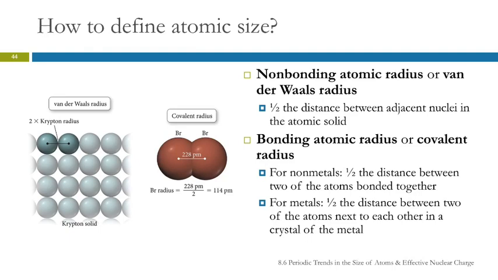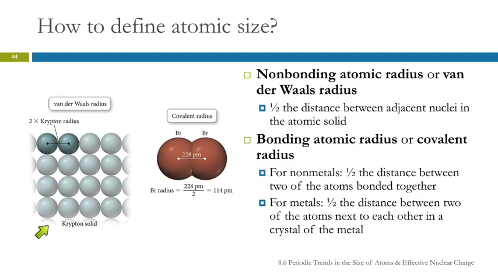They are a nucleus with these overlapping standing waves of electron waves/particles, right? How do you measure that? There's a number of different ways. You can look at what's called the non-bonding atomic radius or the van der Waals radius.